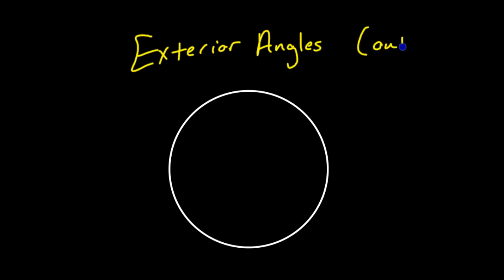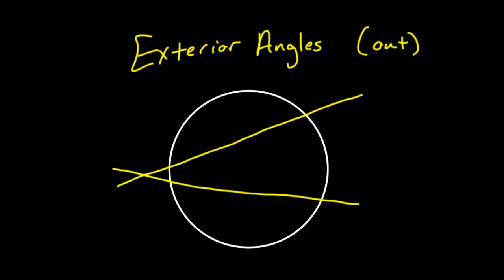All right, so we've got two other ones that we're going to talk about. The first one is exterior angles. Those are basically angles that are formed outside the circle. A good picture of this would be if any two lines cross. These could be secant lines, tangent lines, any combination of the two, and they cross outside. We're looking at this angle here. That's an exterior angle.